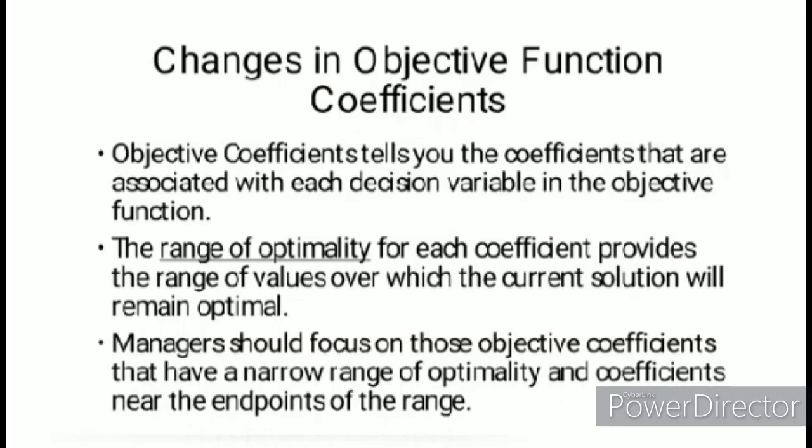Changes in objective function coefficients. Objective coefficients tell you the coefficients that are associated with each decision variable in the objective function. The range of optimality for each coefficient provides the range of values over which the current solution will remain optimal. Managers should focus on those objective coefficients that have a narrow range of optimality and coefficients near the endpoints of the range.